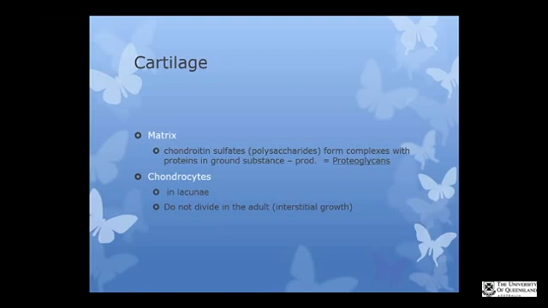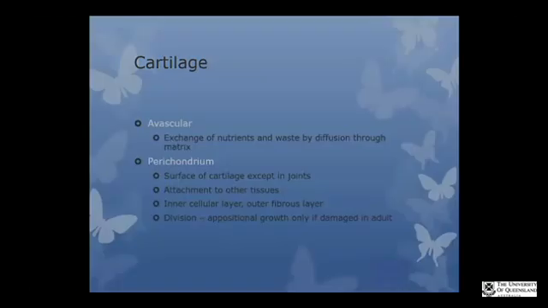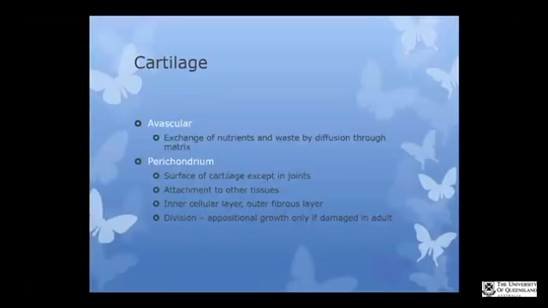The chondrocytes, the cells themselves, they sit inside the lacunae or the lakes, and they don't divide in the adult. They actually have interstitial growth, and I'll talk about that more when we talk about bone next time. It's avascular. The exchange of nutrients and waste is by diffusion through the matrix, so the actual cells themselves do not come in contact with any blood.